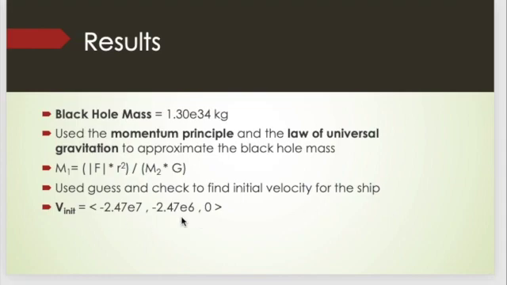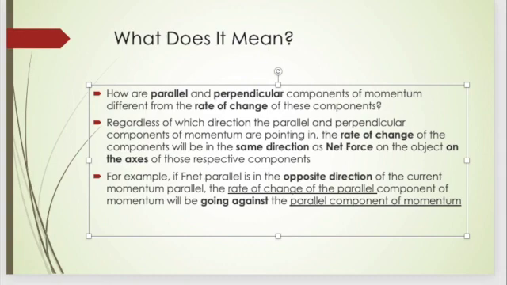So we might ask, how are the parallel and perpendicular components of momentum different from the rate of change of these components? The answer is, regardless of which direction the parallel and perpendicular components of momentum are pointing in, the rate of change of the components will always be in the same direction as the net force on the object on the axes of those respective components. For example, this means that if the Fnet parallel is in the opposite direction of the current momentum parallel, the rate of change of the parallel component of the momentum will be going against the parallel component of the momentum.